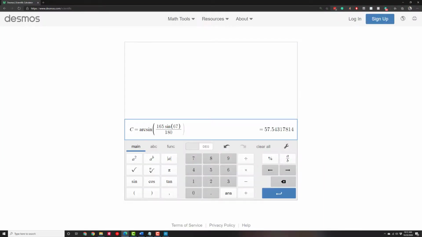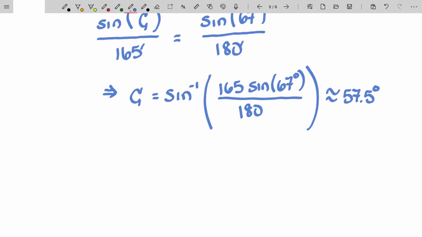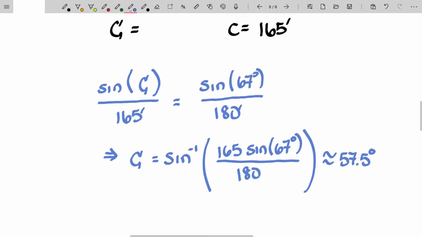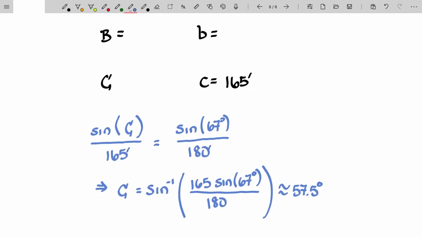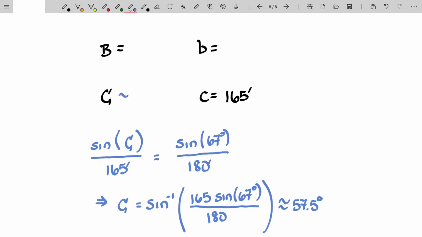And I typed it in here. You could see that I'm saving the result just in case. So 57.5, I'll round to the nearest decimal. So here we have approximately 57.5 degrees. I'll just write that in here, approximately 57.5.